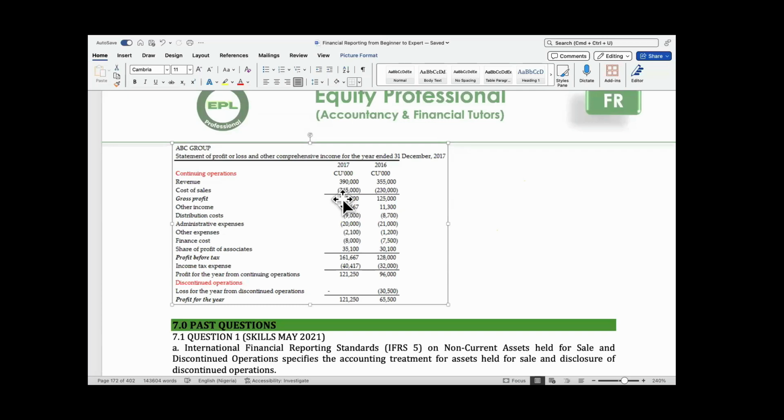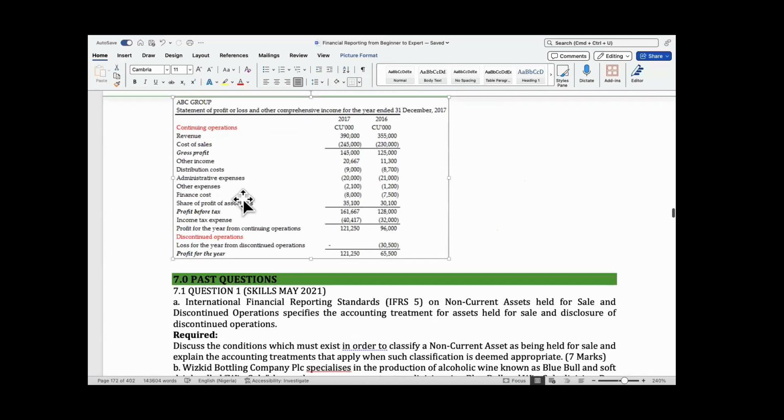And IFRS 5 requires that you don't wait until you sell. As soon as you have plans to sell, it becomes a discontinued operation. And you need to ensure that your P&L is properly presented in this manner. Continued and discontinued. You need to separate it like this. And if you can see this image I'm showing you, when you have that discontinued operations, you will see that mostly I just have a one-liner item there, profit or loss from discontinued operations.